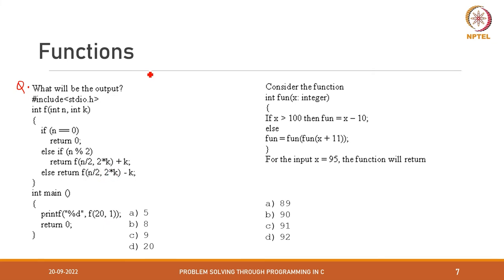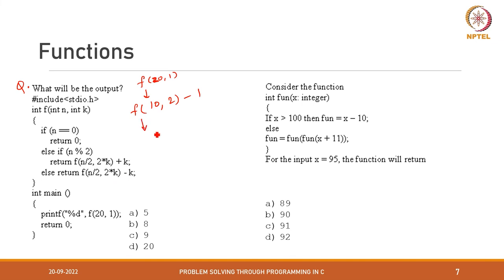So we have f(20, 1). Okay, this has been called. So 20, as you can see, is an even number. So what will happen? 20 percent 2 is 0, so this is not going to be executed. What will be returned? The else part will be returned, right? So n by 2, that is 20 by 2, 10. 2 into k, k is 1, so here 2 minus 1, right? Okay, now this is recursively calling the function, so let's do the recursion.